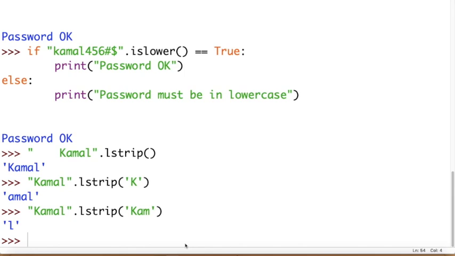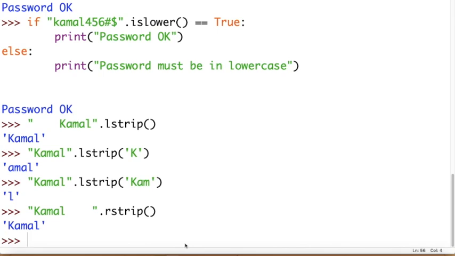Now let us go to the rstrip, right? rstrip is similar to lstrip, and you can write a program with rstrip. For example, suppose we have Kamal followed by a space, then .rstrip, and here we are giving trailing spaces. This rstrip just removes the trailing blank spaces out of the given string, right? So we have this thing.